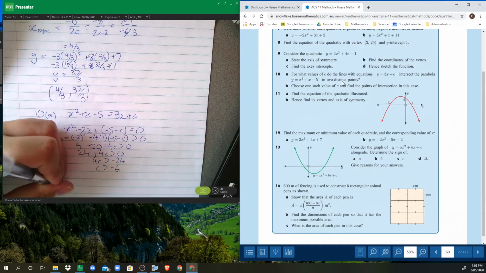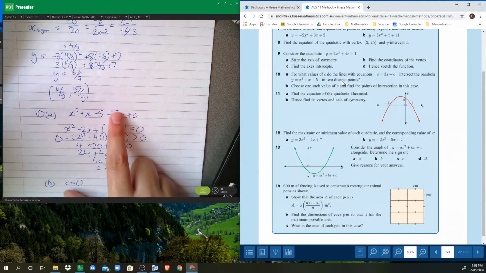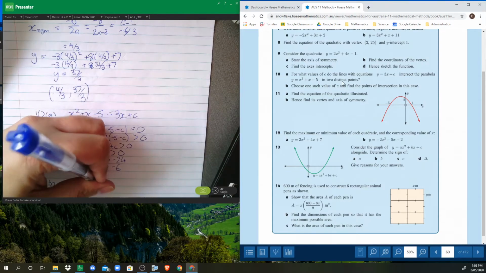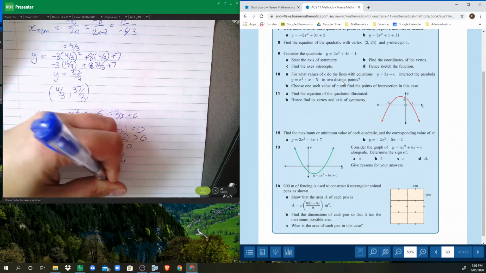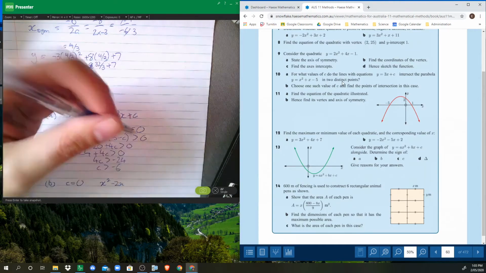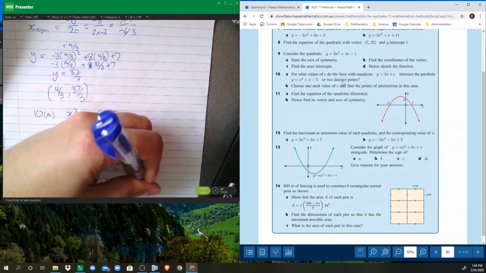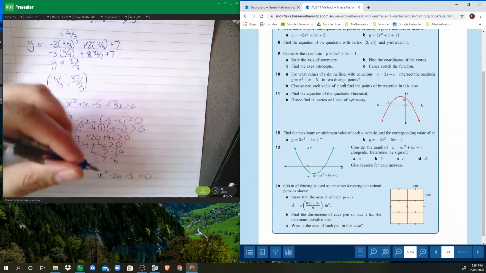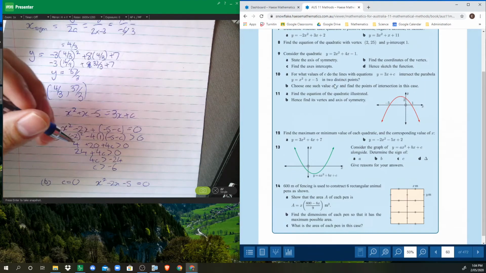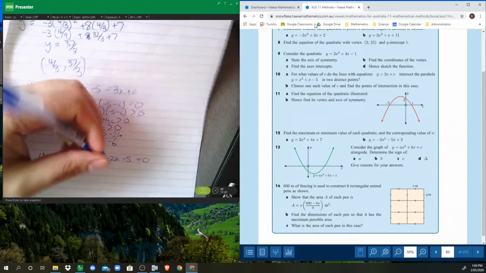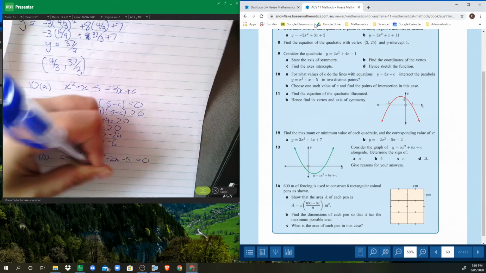So I'll pick c equals 0. If c equals 0, then I can just go back to the equation. Choose one value of c, find the points of intersection. I think I did this question before, and I also picked c equals 0 because it makes things easier. Okay, equals 0. Solve that however you like. So minus b, plus or minus.